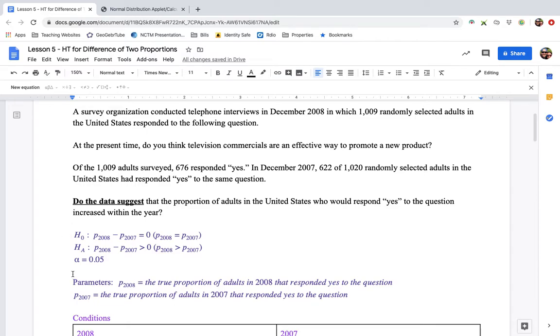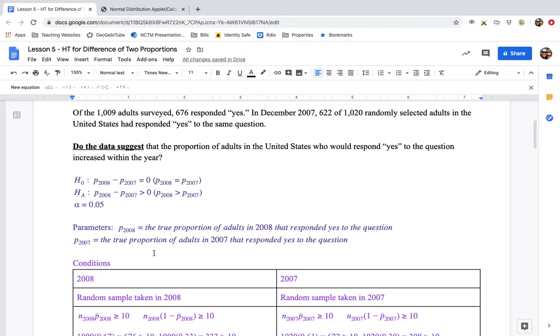For a complete and full understanding of a hypothesis test, this must be defined, all of that up here. You must define your parameters. So we defined those in our last videos. What does P with the subscript of 2008 mean and P with the subscript of 2007 mean? You could use P1 and P2 if you want, but you have to define them in context so everybody knows exactly what you are talking about.